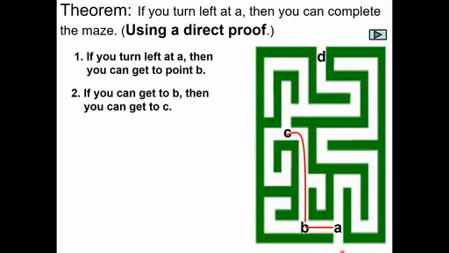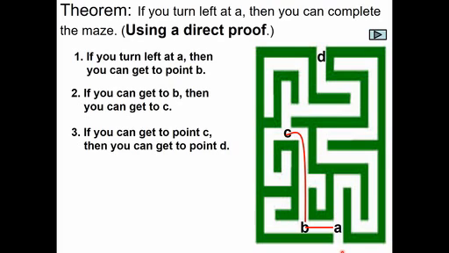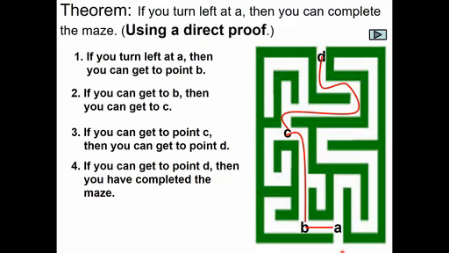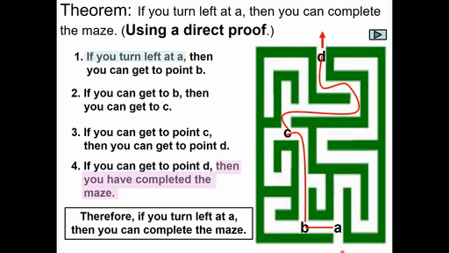Maybe you see where we're going with this then? If you can get to point C, then you can get to point D. And finally, if you can get to point D, then you have completed the maze. So in other words, we started with if you turn left at A, and we ended up with then you have completed the maze, which, if you'll notice, is up at the top there, isn't it? That's the theorem that we were trying to prove.